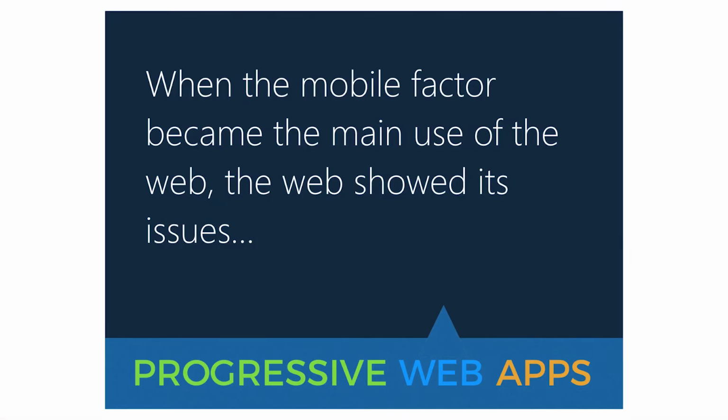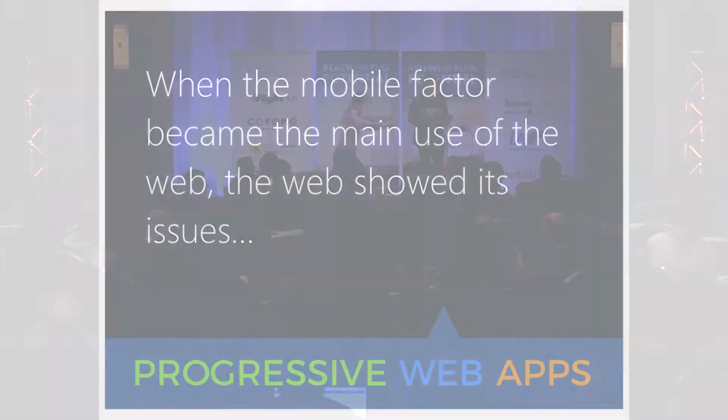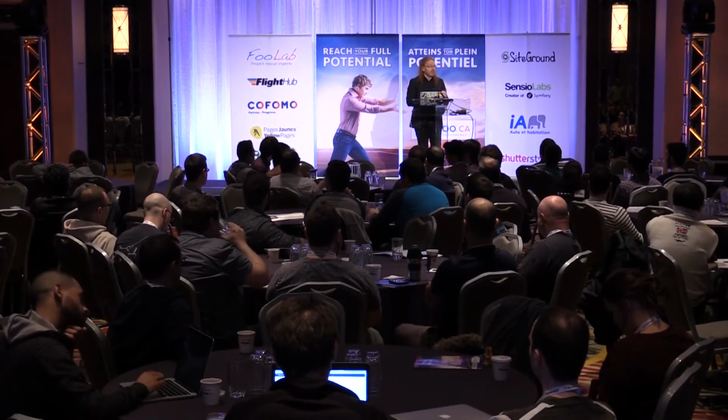So when mobile became the main use of the web, it showed its issues. All of a sudden, the web was not the thing that people wanted to use. First of all, it's a pain to type in a URL on a mobile phone. It's not fun to go from website to website by typing things in. Then most interfaces were too small. The links were so close together that with a fat finger, you always clicked both of them.